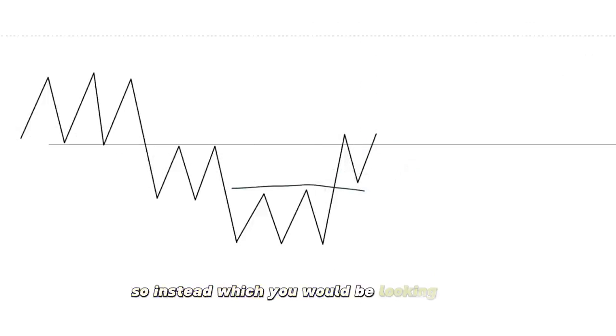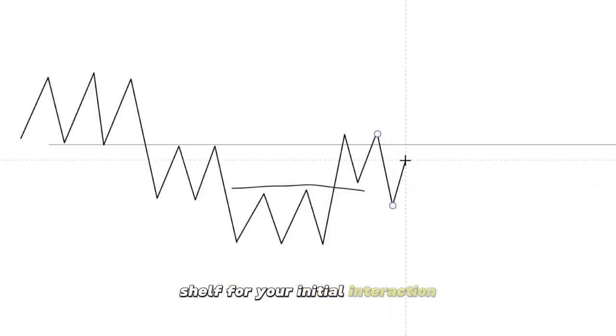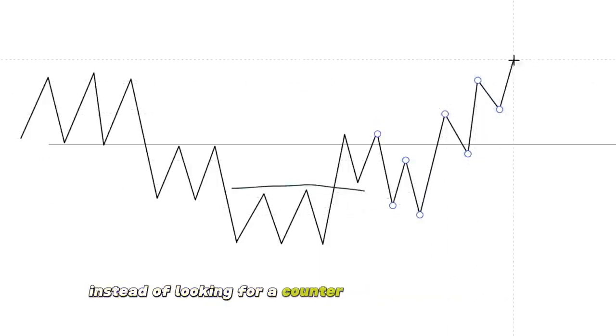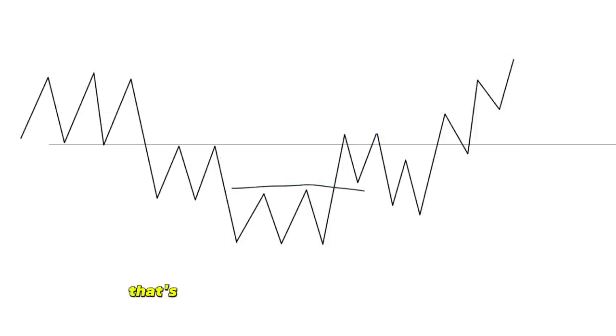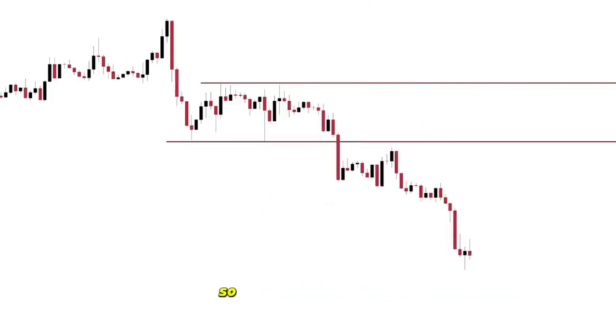So instead, you would be looking for a move to the downside and look for the closest shelf for your initial interaction, and for price to take that level out to continue, instead of looking for a counter trend somewhere here. That's why this trade right here will fail. Now, you did take out the initial interaction, but it's counter trend, and this would be a failed purge. So this variation is the lowest quality when it comes to your ETM trading setup.